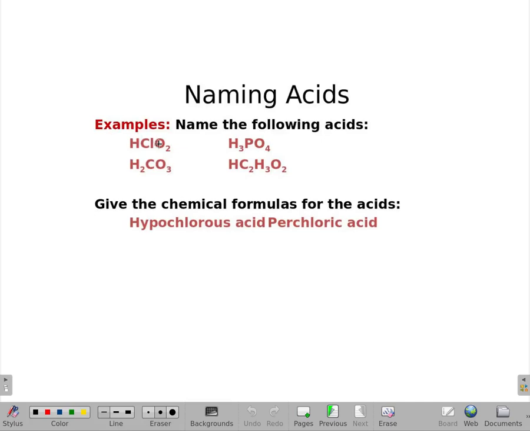So ClO2, to figure out how to name this, we'd have to actually know what that polyatomic ion is. And ClO2 minus happens to be chlorite. And since it is with just an H, HClO2 becomes chlorous acid.